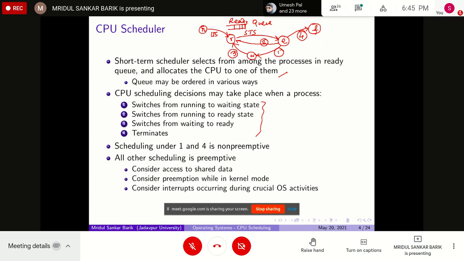So in this case, you'd be preempted. Based on your priority, maybe your process's priority is less and another process has arrived whose priority is high. So that high priority process would be scheduled and your low priority process would be preempted.